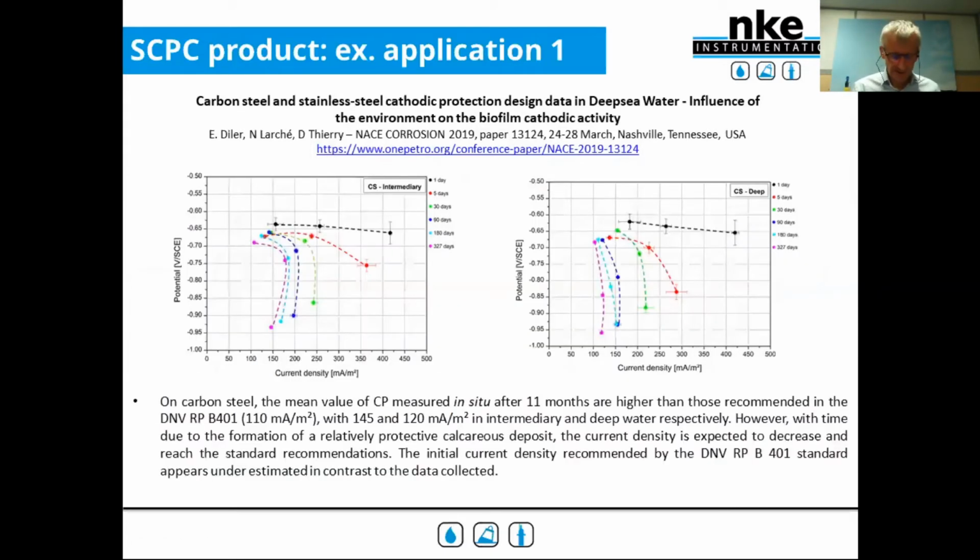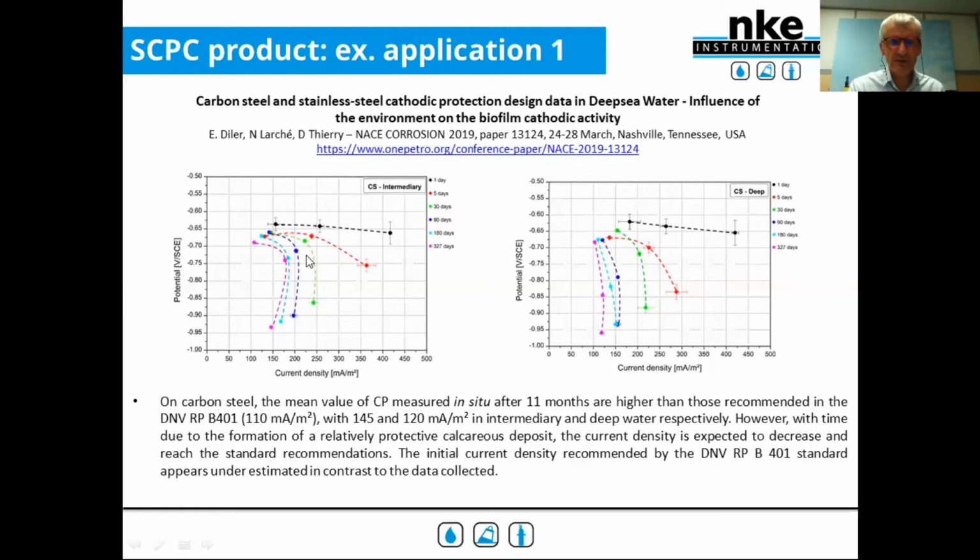So the results of this campaign show that different pseudo polarization curves were obtained at 1,000 meter depth and 2,000 meter depth with the different SCPC. Here we can see the variation of the first SCPC from the first day to just close to 1 year after. The first SCPC had a 33 ohm internal resistor and an aluminum gallium anode.